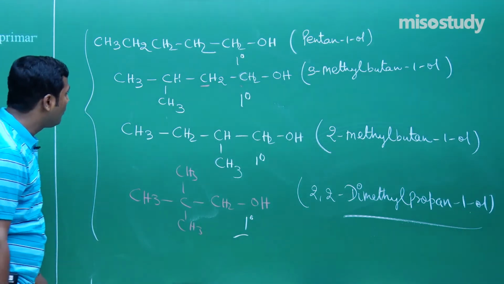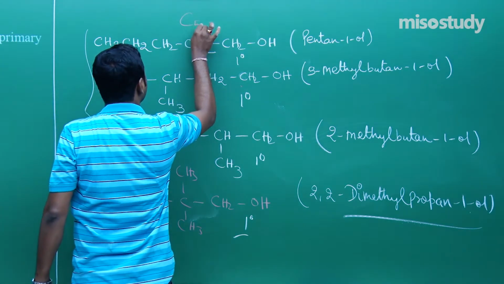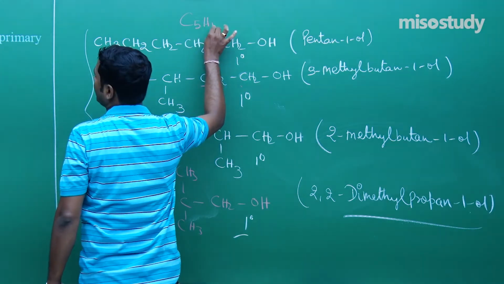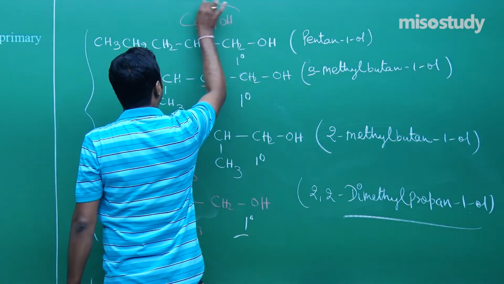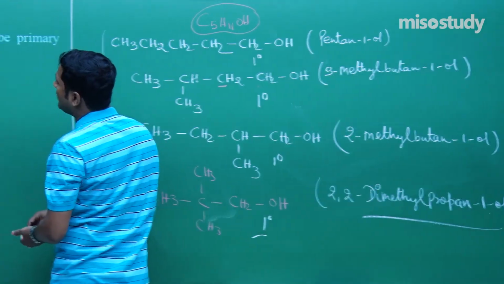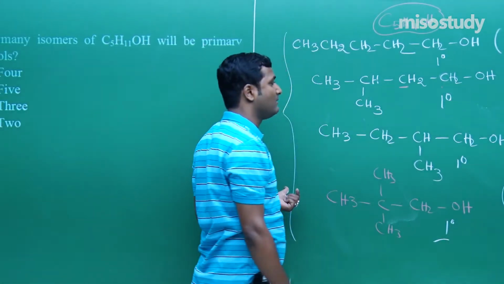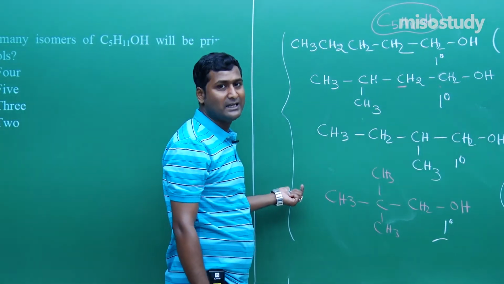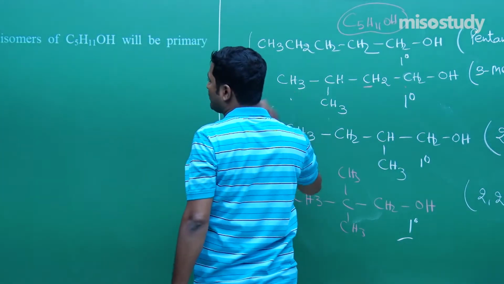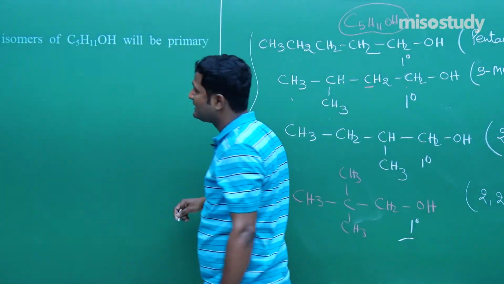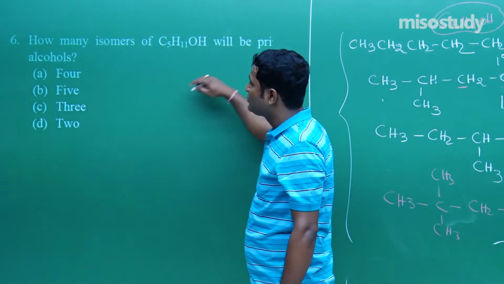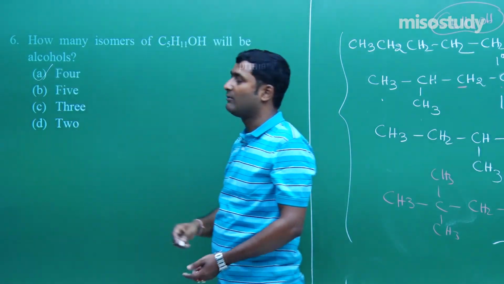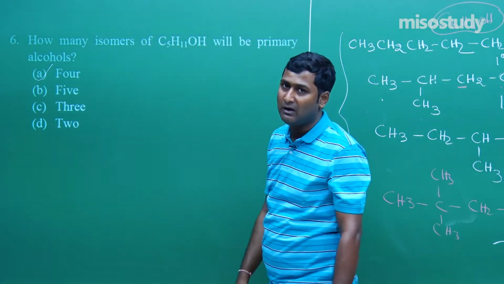Is there any more possibility? Check it out. I think this is the final one. Further, no such isomers are possible which are primary in this case. So we can easily observe for this question the option A is correct. That is, how many isomers? These are 4. Total number of 4 isomers are possible.